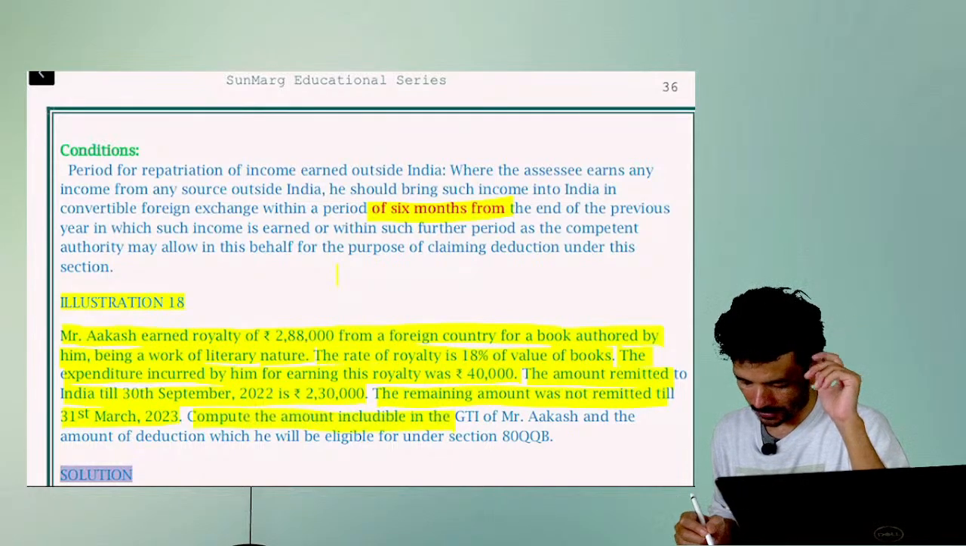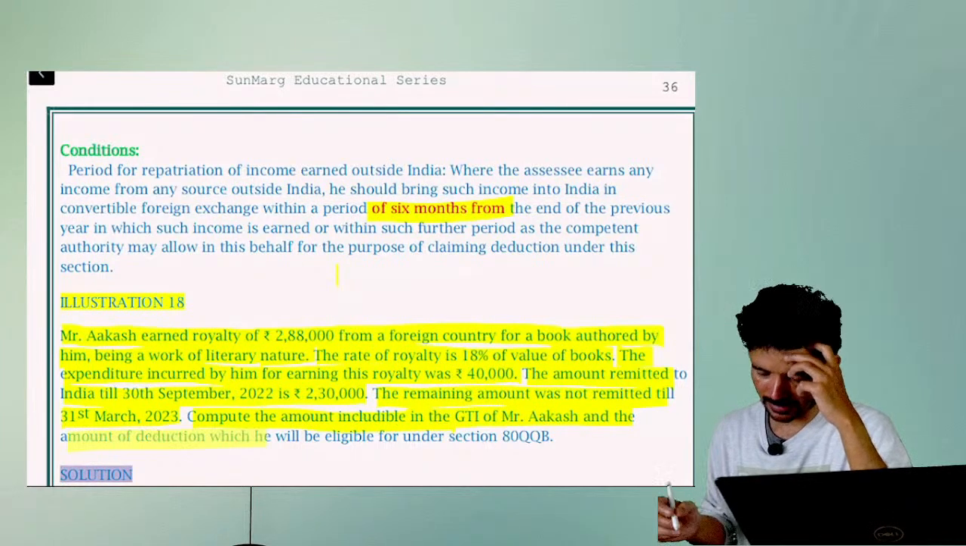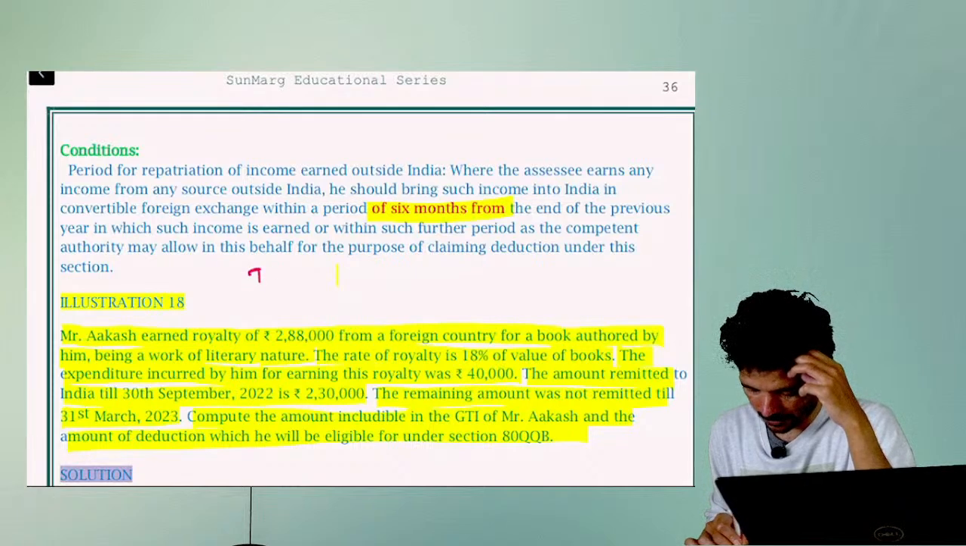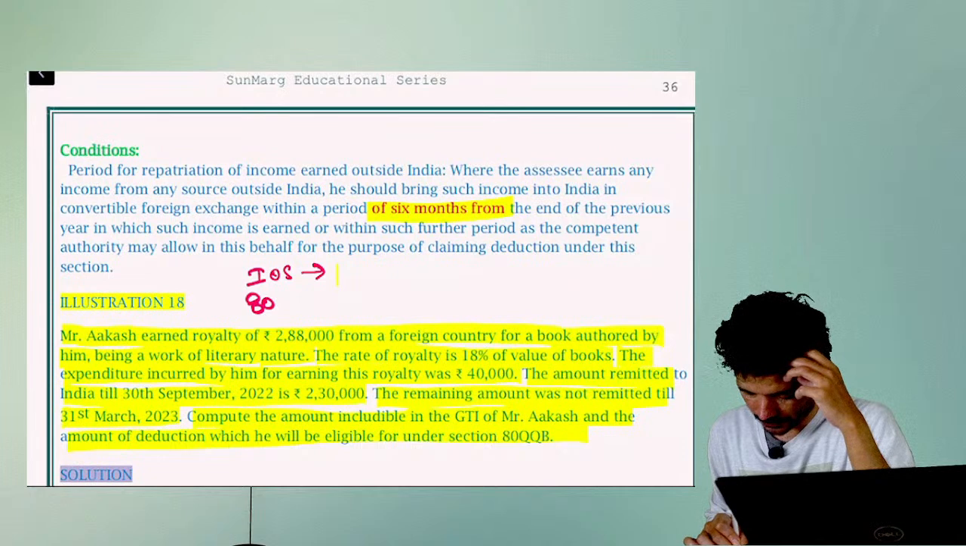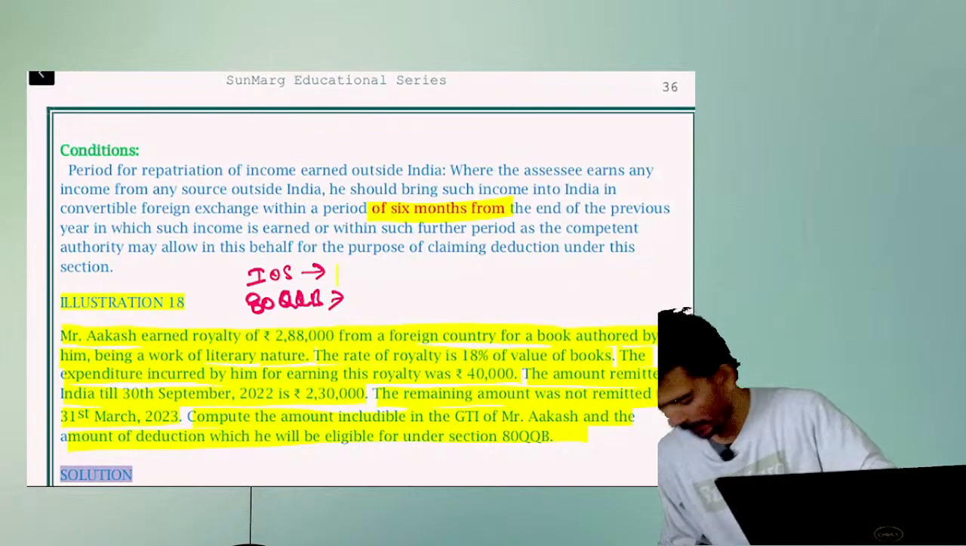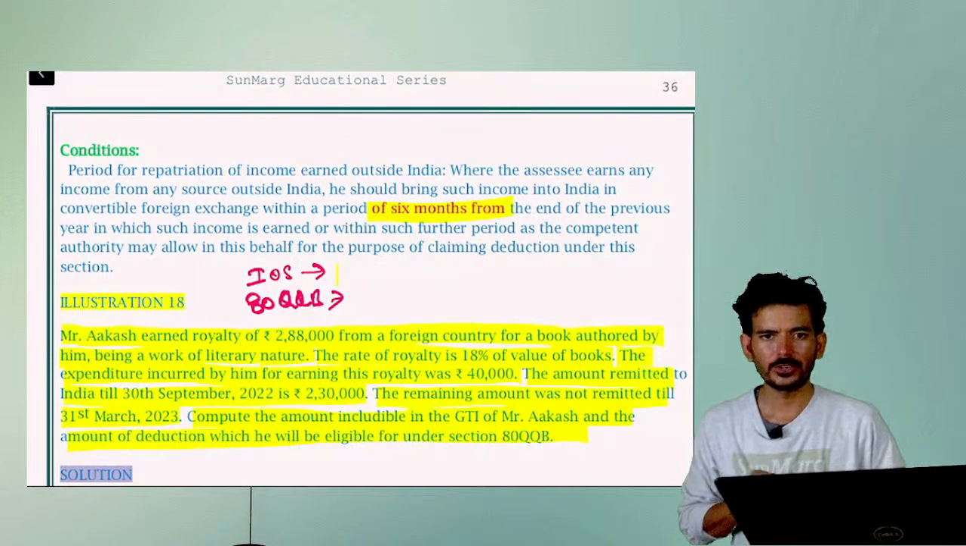Calculate the amount included in gross total income and the amount deductible which is eligible under 80QQB. So what is his income from other sources? What is the 80QQB deduction? I'll give a minute. I'll also take some break. Few people are there, I understand. Whoever is watching, just give me the answer. How much will he be eligible for here?